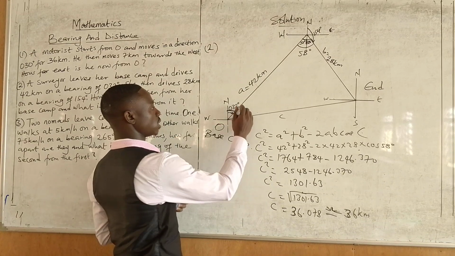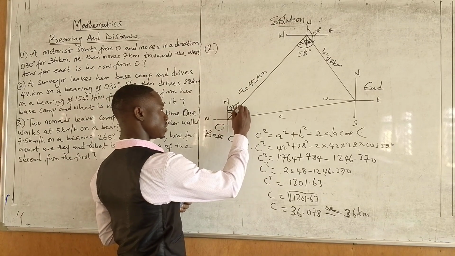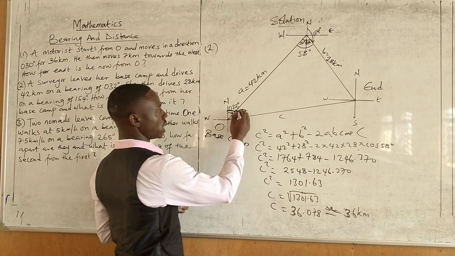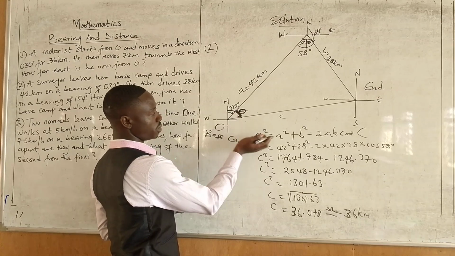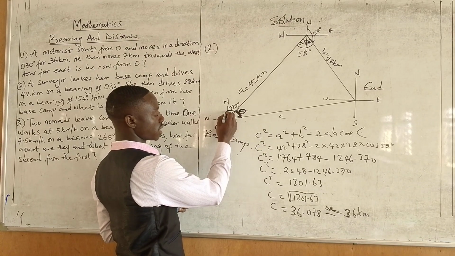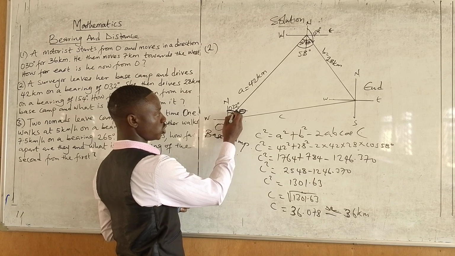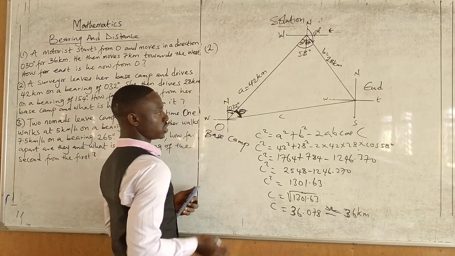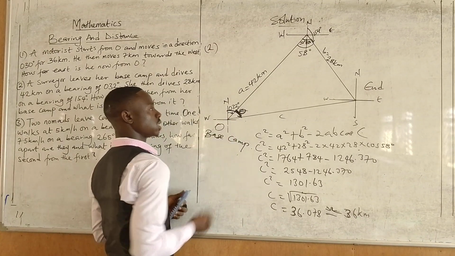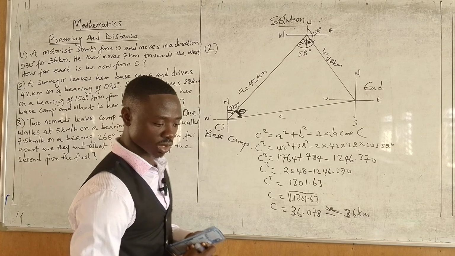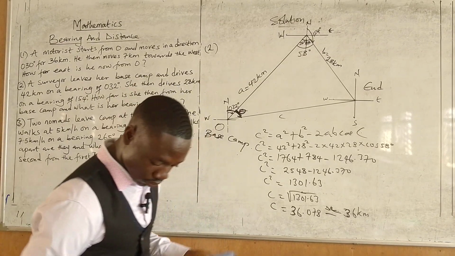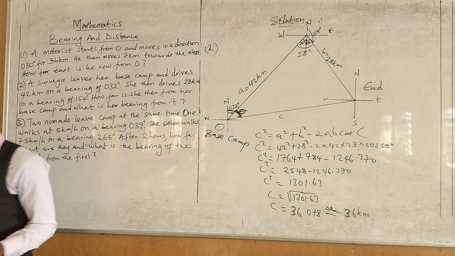Okay. So I need this angle theta. The theta is inside the triangle. The bearing we have to find is from the north outside the triangle, then to this line here, which covers both theta and what? And 32. So we can use a sine rule to deal with that. All right.